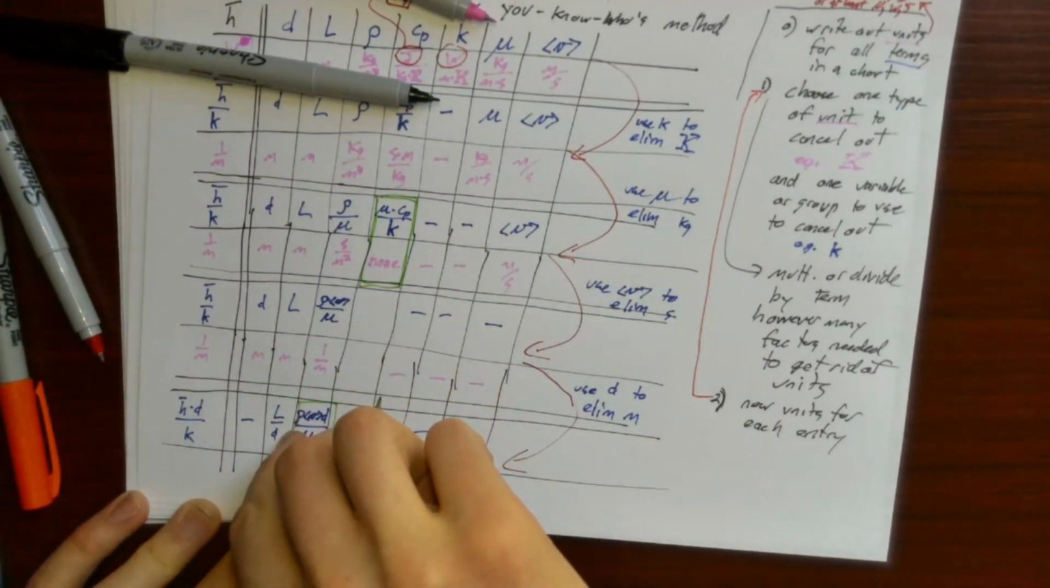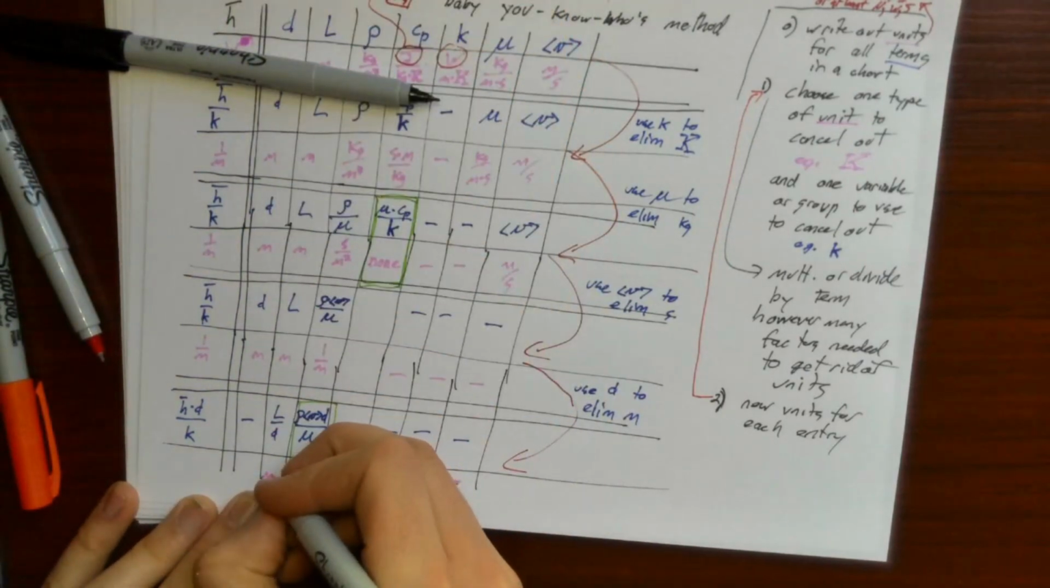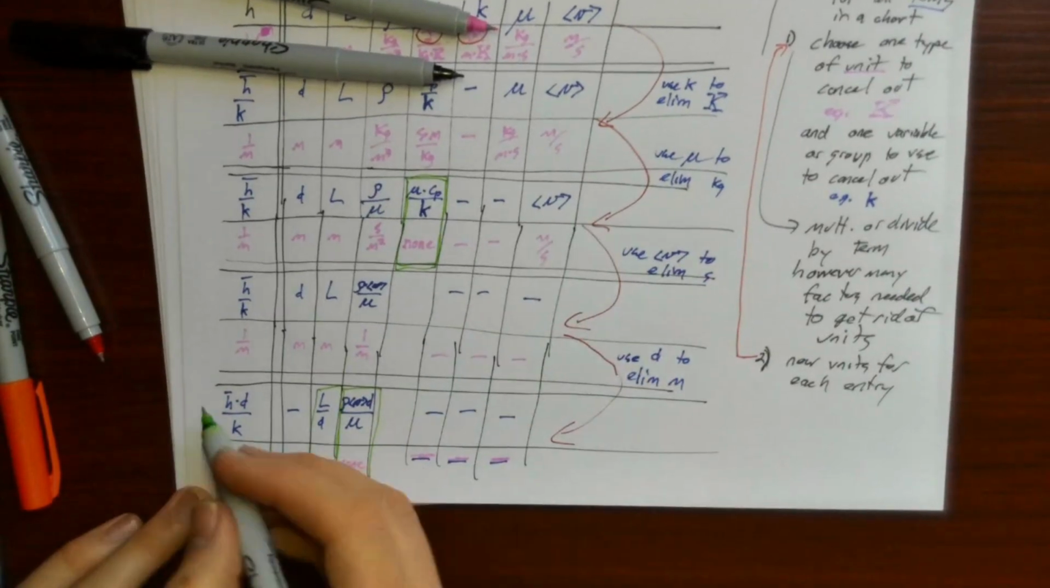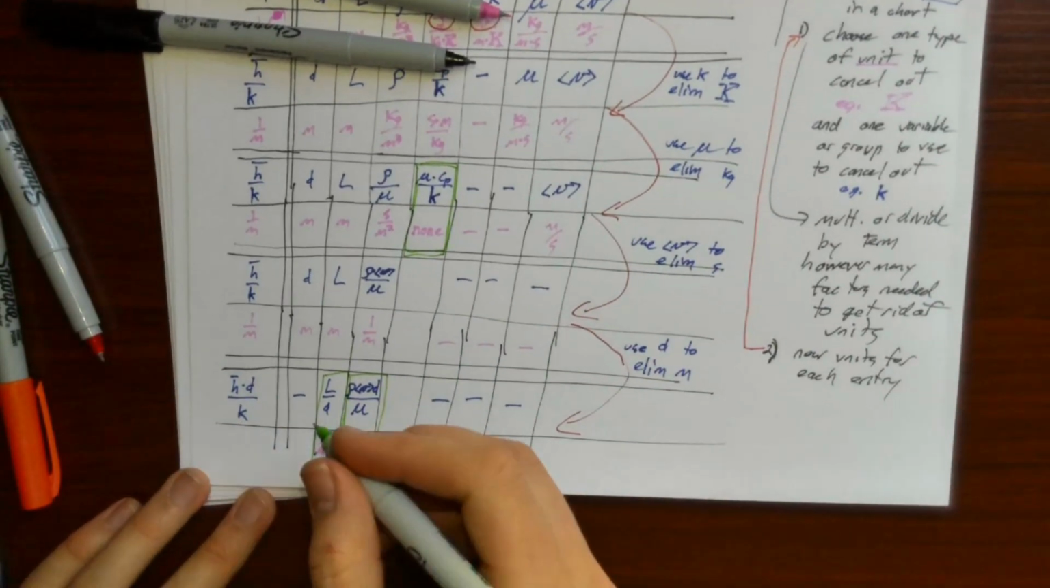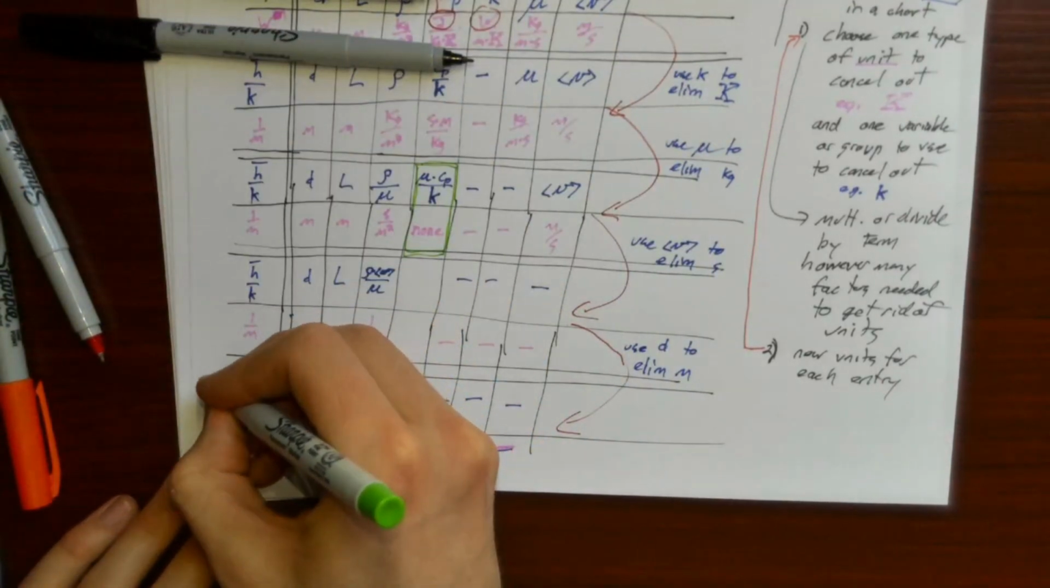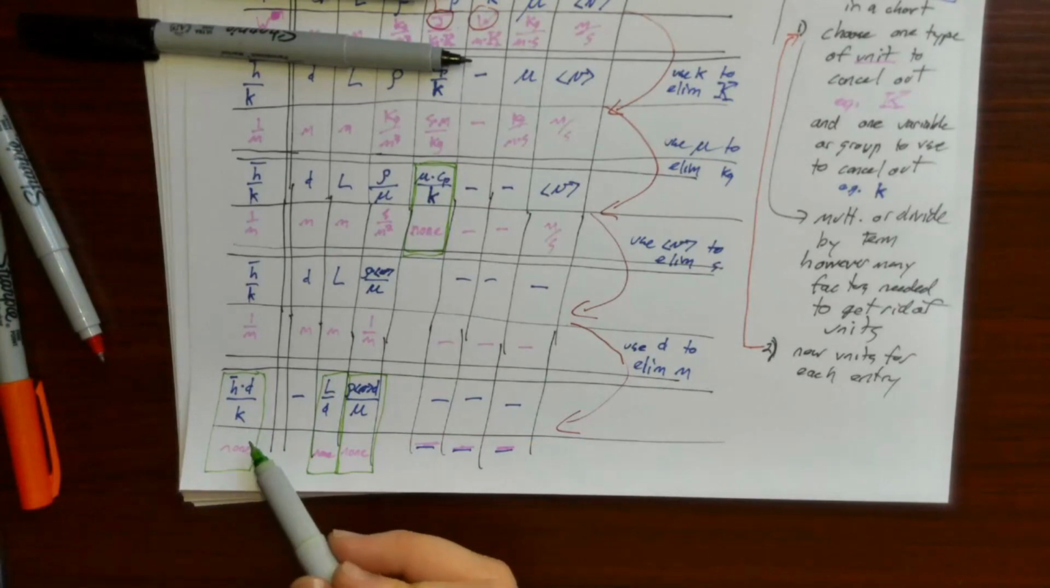L over d also has no units. So I've found a non-dimensional group right here. And h bar times d over k also has no units. So I've found a non-dimensional group right here.